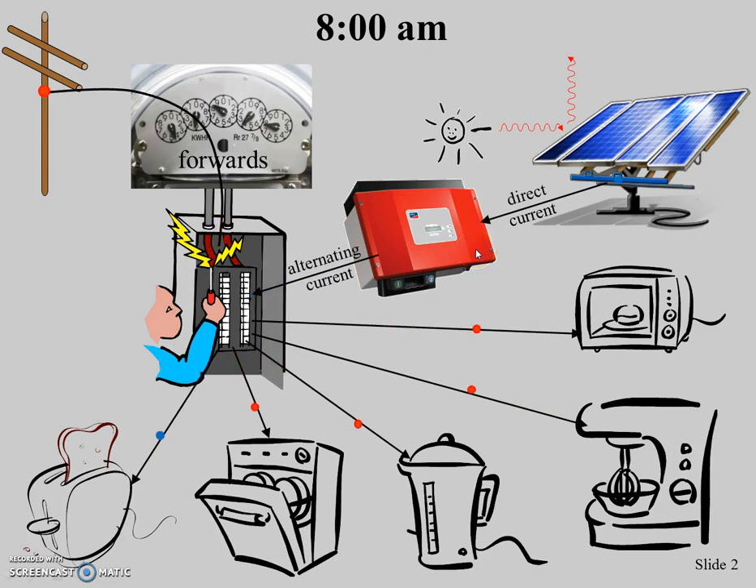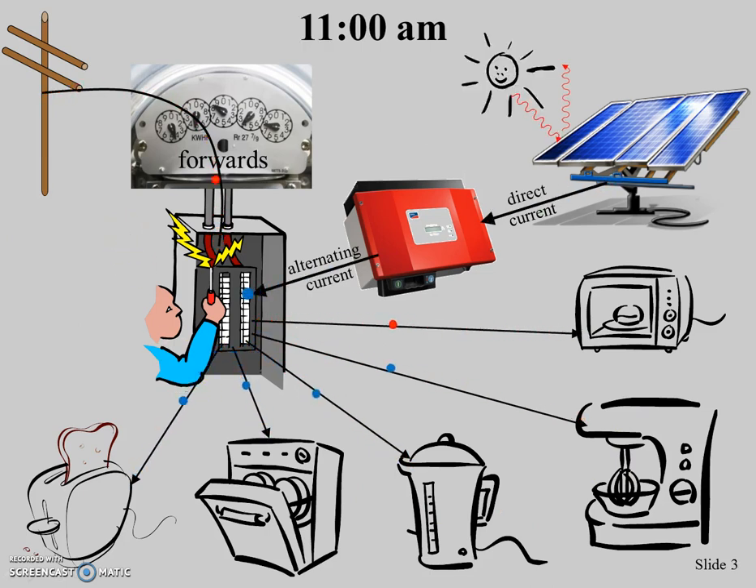So at, say, 8 o'clock in the morning, I might have enough solar electricity to power my toaster, but all the rest of my appliances are still being supplied by power from the power company. And as the sun rises, I'm going to be making more and more power, and I'll get to my maximum power when the sun is directly over the solar panels.